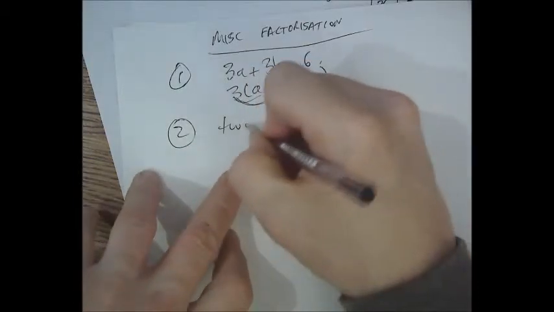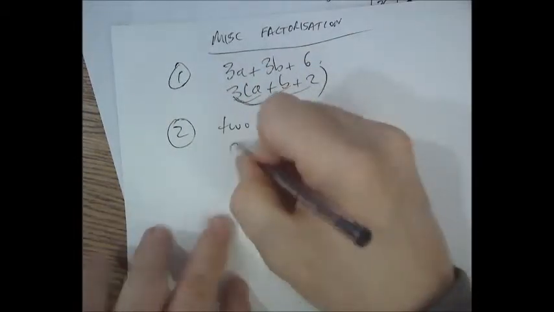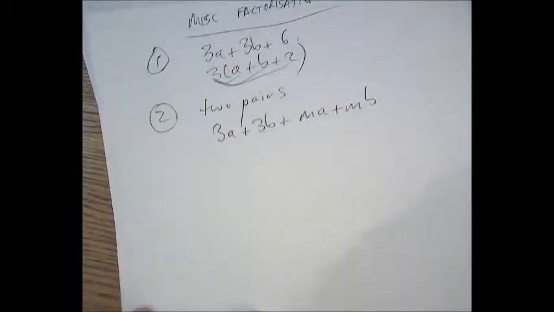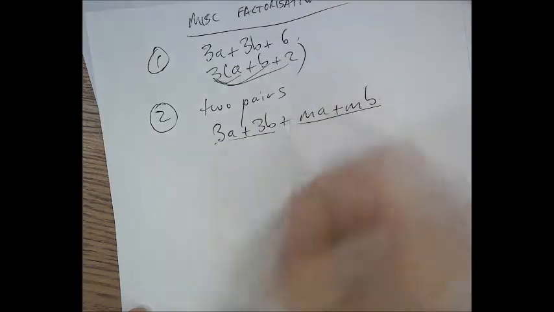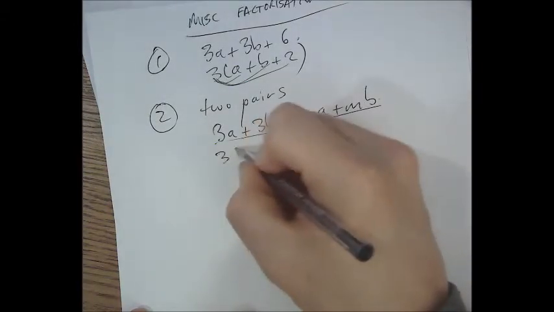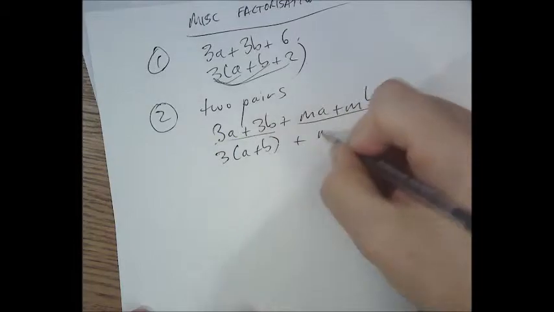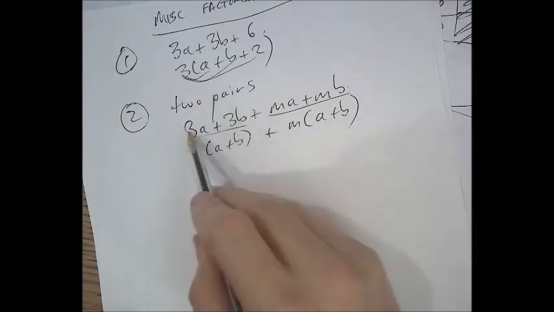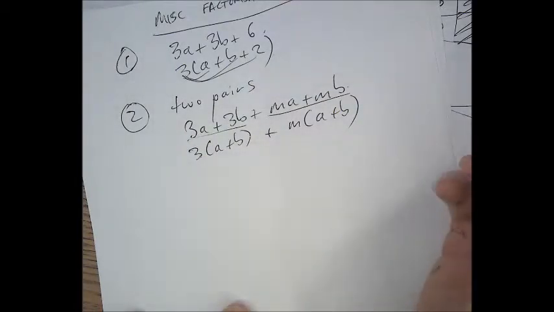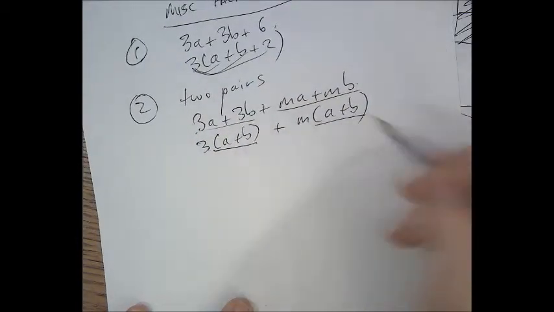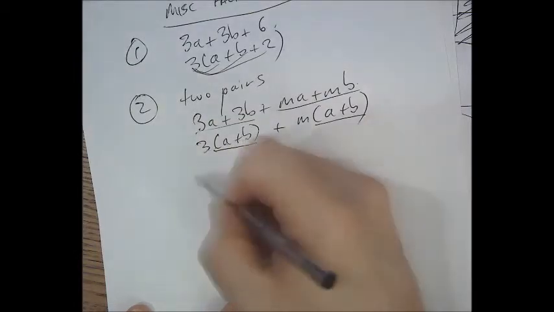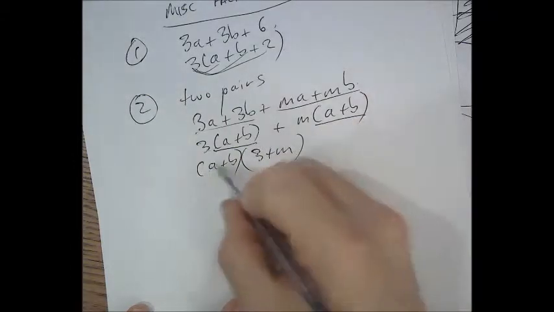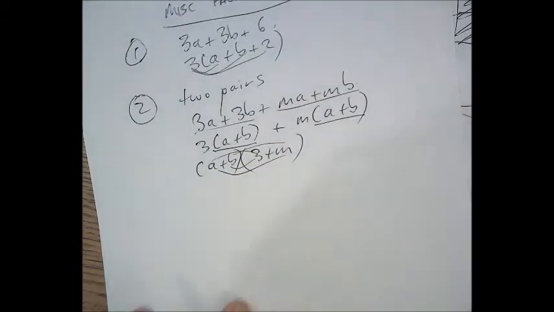Second one is 2 pairs. So if it was 3a plus 3b plus ma plus mb, just treat it as 2 questions with a plus in between. So 3(a plus b), m(a plus b). Whenever you are factorizing and you see something twice, you write it once. You open up a bracket, you write what it used to be with. I see these 5 characters, bracket a plus b bracket. Write that once. Open up a bracket, write what it used to be with. Check that it really does give what you started with.